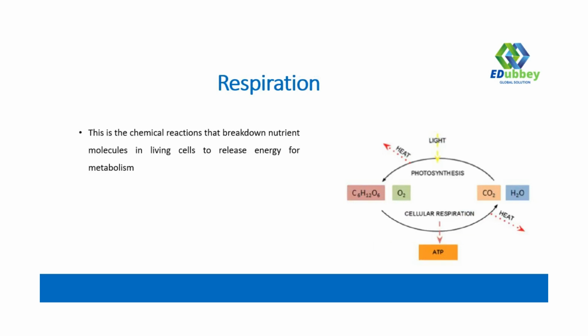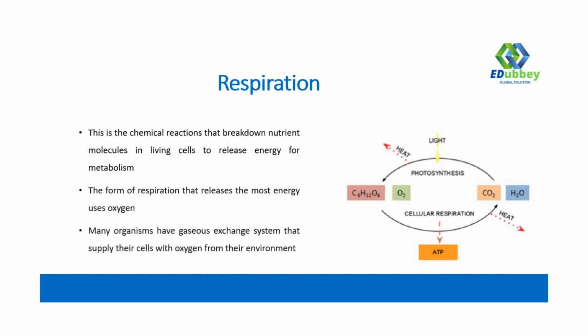Now, starting with respiration, which is the first characteristic, is the chemical reaction that breaks down nutrient molecules in living cells to release energy for metabolism. The form of respiration that releases the most energy uses oxygen. Many organisms have a gaseous exchange system that supplies their cells with oxygen from the environment.